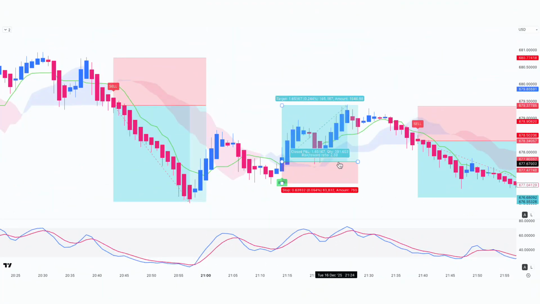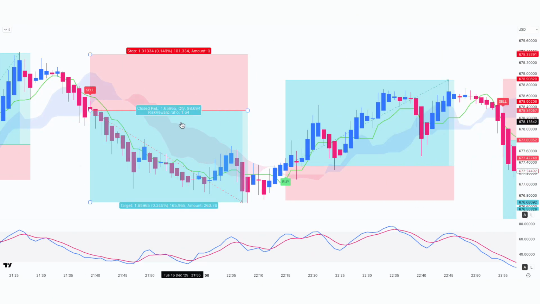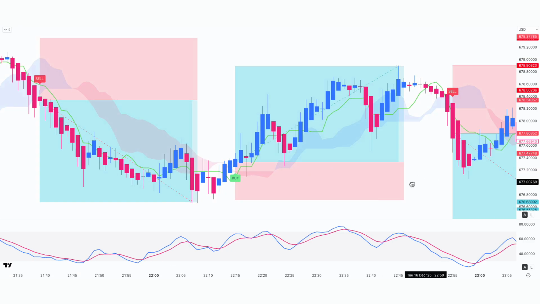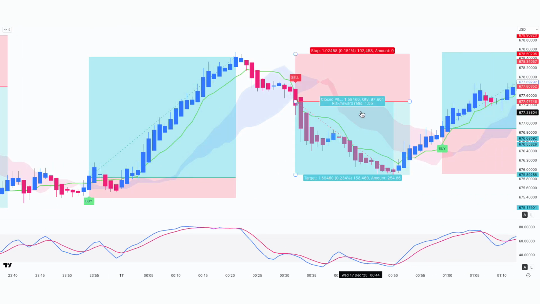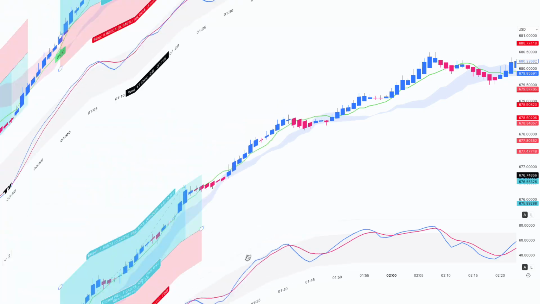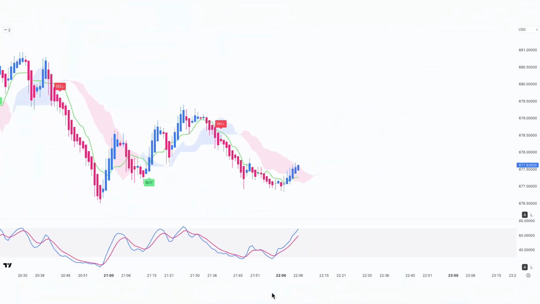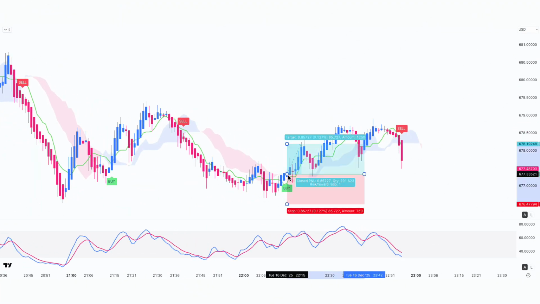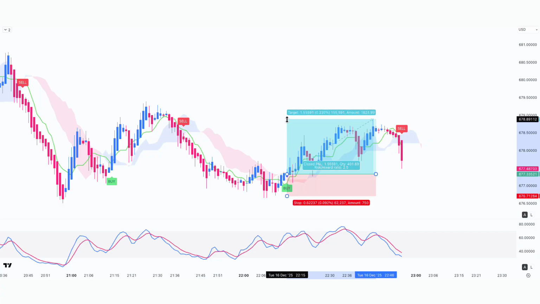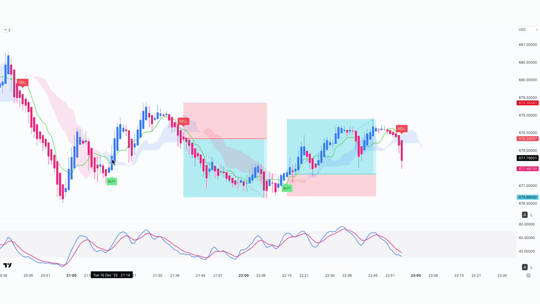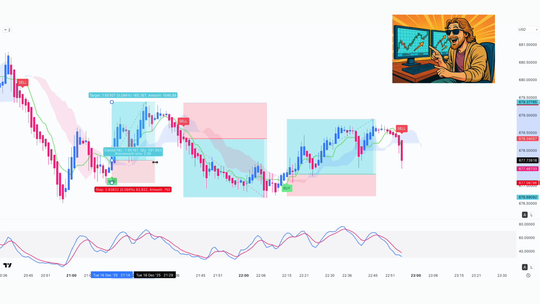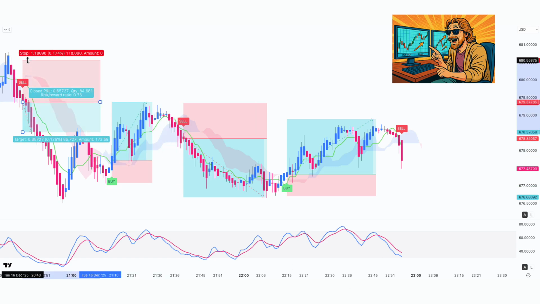Now, if I told you that you could enter the market at exact reversal points without getting trapped in fake signals, you probably wouldn't believe it. Honestly, I didn't either. That's exactly why I didn't rely on this cloud indicator blindly. I tested it on real charts, across multiple time frames, and under different market conditions. And what I found was genuinely interesting.